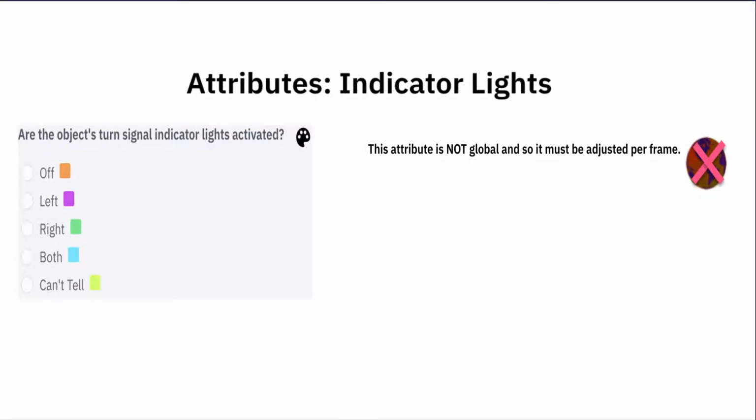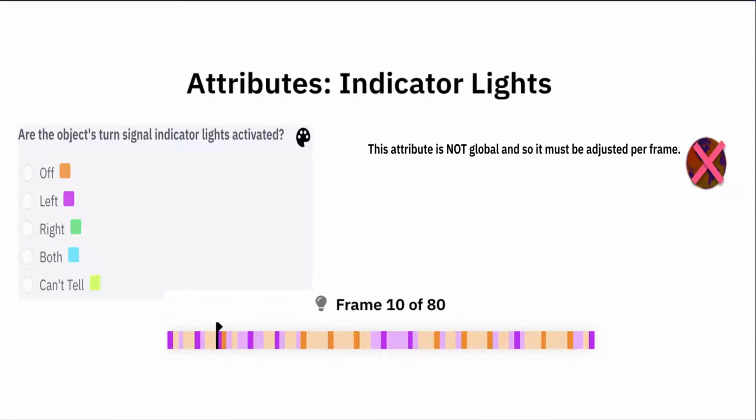So the indicator lights attribute is a non-global attribute, and so it must be adjusted per frame. And the cuboid color selection of indicator lights is very, very helpful in this regard to making sure that you've chosen each frame correctly.